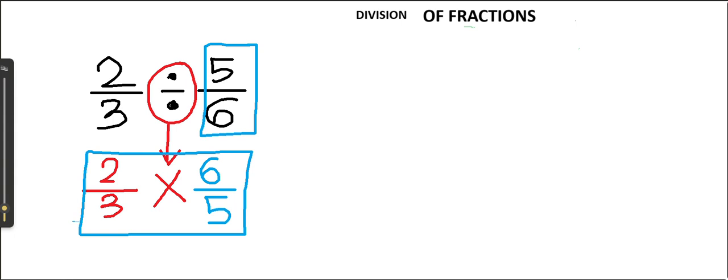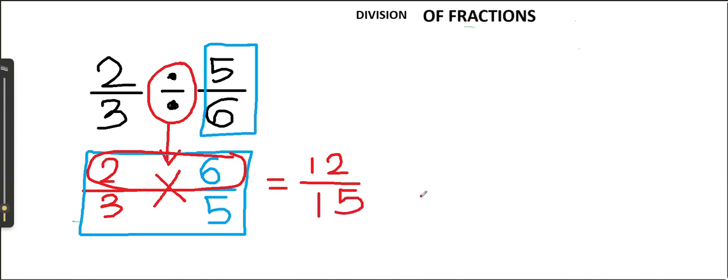Now, you see that it's really easy to find out the answer when it comes to multiplication. 2 times 6 is equal to 12 and 3 times 5 is equal to 15. We can definitely simplify this with a 3 because 12 and 15 are both in the multiplication table of 3.